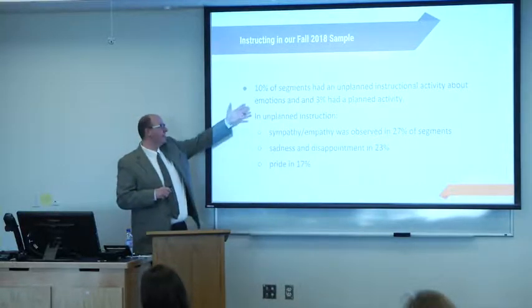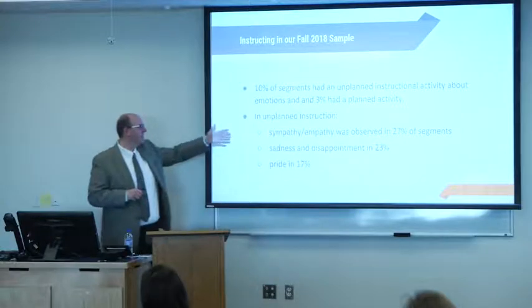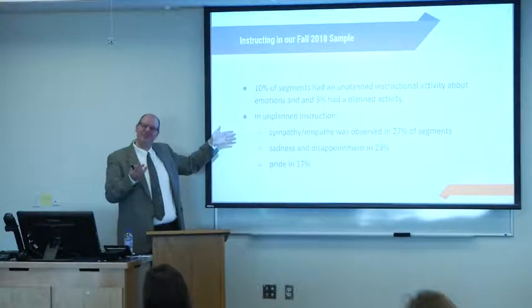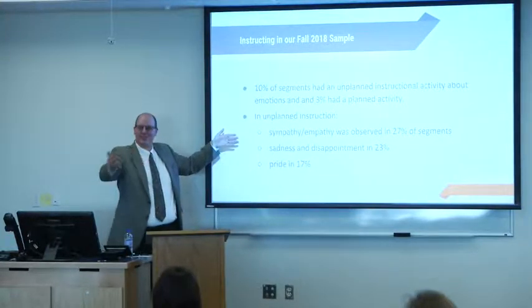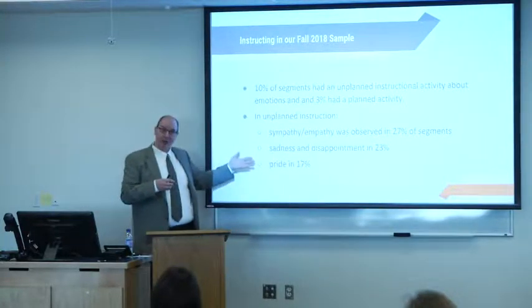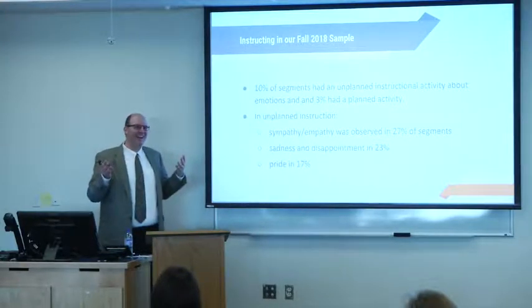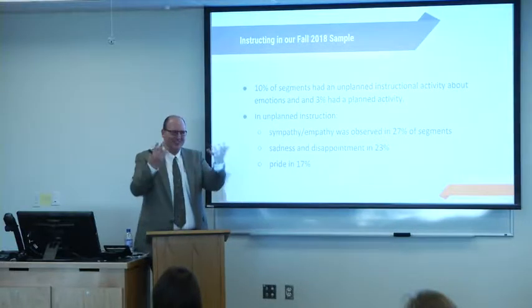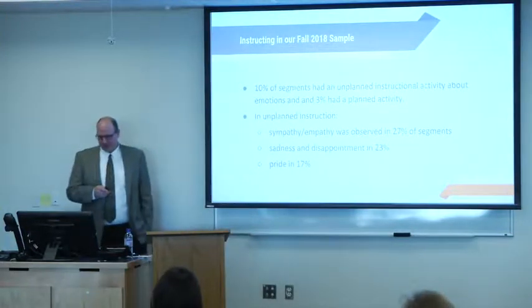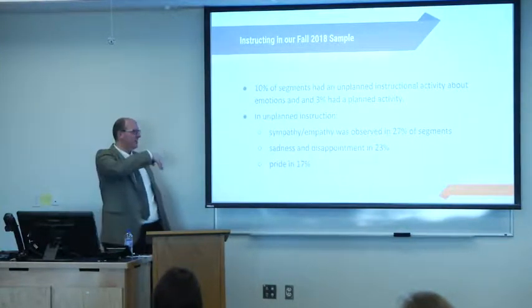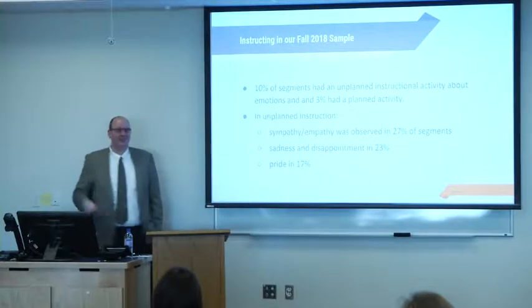If we look at unplanned instruction, which is the vast majority of it, we saw teachers talking about sympathy and empathy in 27% of segments. You can kind of imagine that a situation comes up and the teacher talks about essentially having empathy for another child. Sadness or disappointment, 23%. Pride, 17%. I can also see that, like a teacher saying something like, "Oh, you're really proud that you did that, aren't you?" That sort of thing would count as instruction. Anger, frustration, that was down around 12, 13%. So it's in there, just not in the top three.